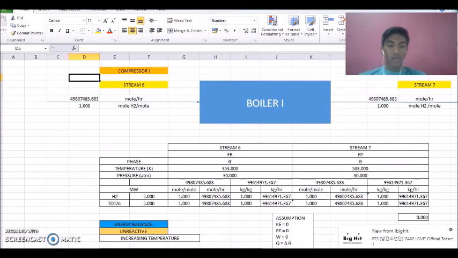Next, for our process flow diagram, we have the boiler. The function of the boiler is to increase the temperature from 353 Kelvin to 533 Kelvin to enter our reactor. The pressure remains the same, which is 30 atm for stream 6 and 30 atm for stream 7.